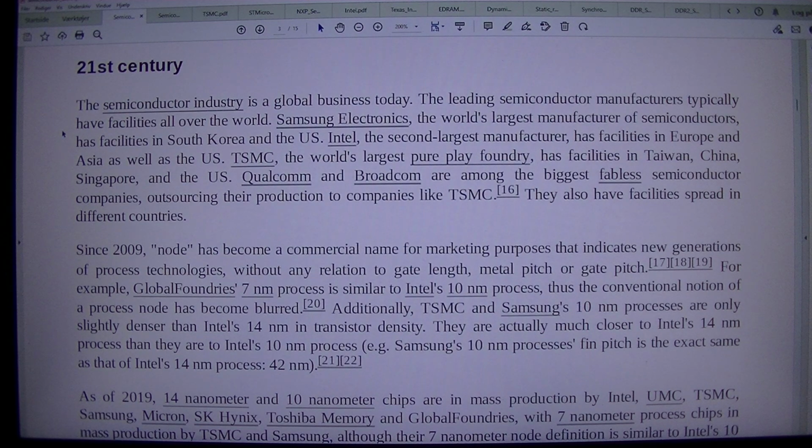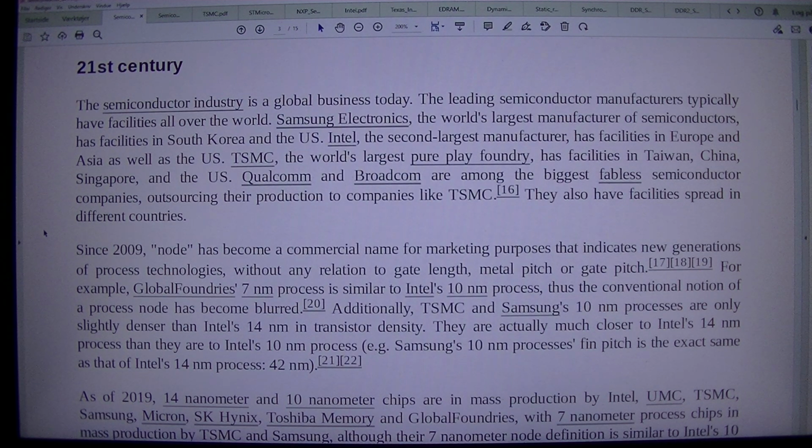Samsung Electronics, the world's largest manufacturer of semiconductors, has facilities in South Korea and the US. Intel, the second largest manufacturer, has facilities in Europe and Asia as well as the US. TSMC, the world's largest pure-play foundry, has facilities in Taiwan, China, Singapore, and the US. Qualcomm and Broadcom are among the biggest fabless semiconductor companies, outsourcing their production to companies like TSMC. They also have facilities spread in different countries.